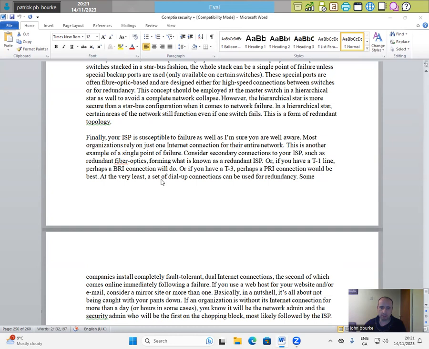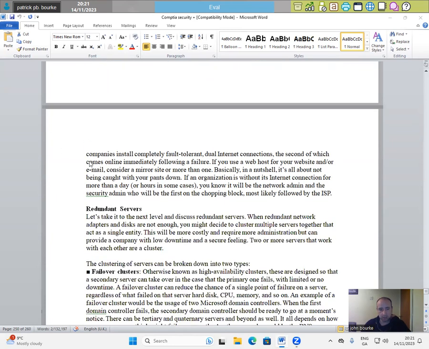At the very best, a set of dial-up connections can be used for redundancy. Some companies install completely fault-tolerant dual internet connections, the second of which comes online immediately following a failure. If you use a web host for your website and/or email, consider a mirror site, or more than one. Basically, in a nutshell, it's all about not being caught with your pants down.